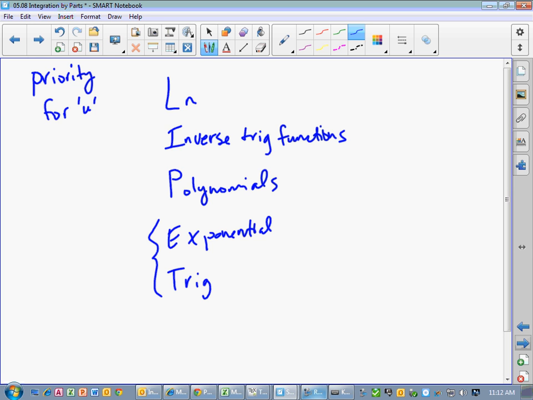Okay, so this, notice, spells LIPET. Not a word, but it's easy to say. It is now. Okay? So when you're trying to figure out your choice for u, not for dv, for u, it's LIPET. Once you know u, then the other one's dv. Okay? It's like PEMDAS.